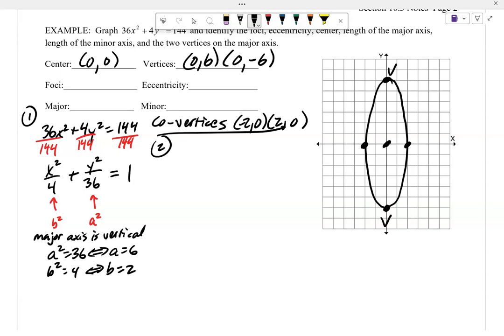Number 2. So we know that c equals the square root of a squared minus b squared. My a squared is 36. My b is 2. 2 squared is 4. So I got square root of 32. So that's like 5 point something. 5.66.